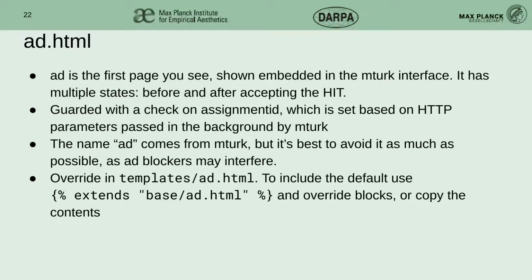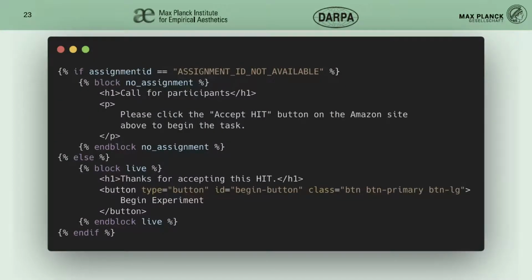So to do that, in your experiment, you would open up the templates directory and you would open the ad HTML page. And if you have Bartlett up at the moment, I think if you do that, it will probably just say extends base ad HTML. This is part of the base ad HTML. You'll see there's an if at the top saying if the assignment ID is not available, then show the no assignment block, otherwise show the live assignment block.